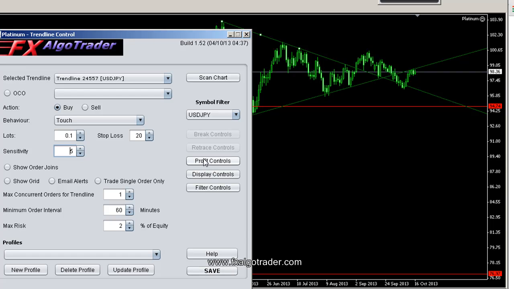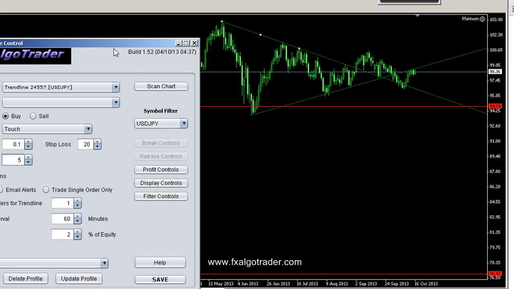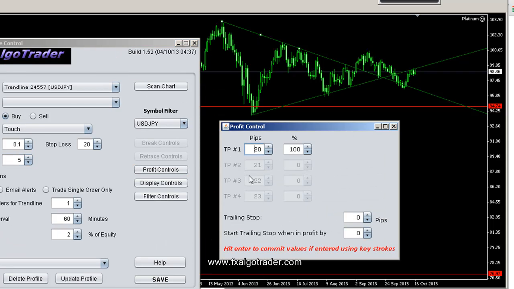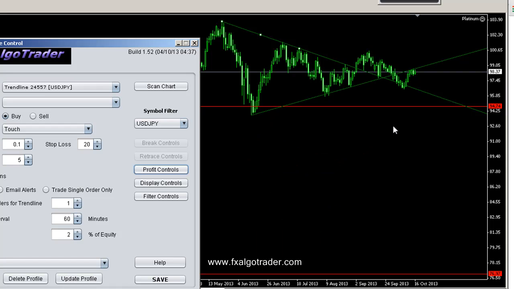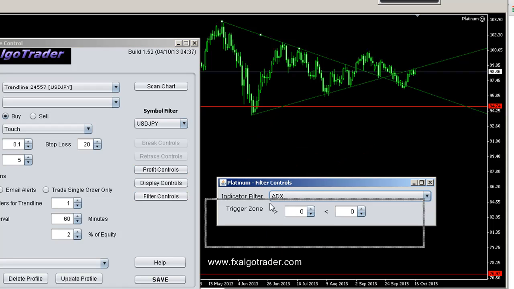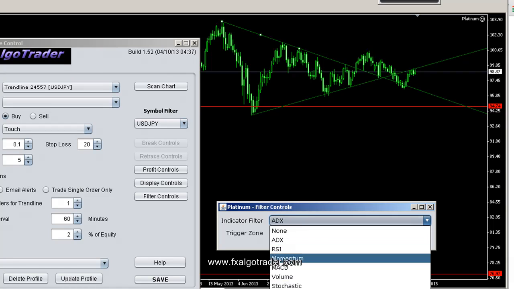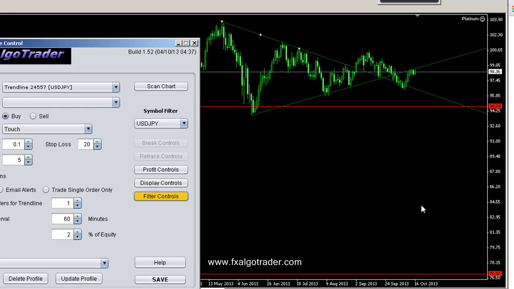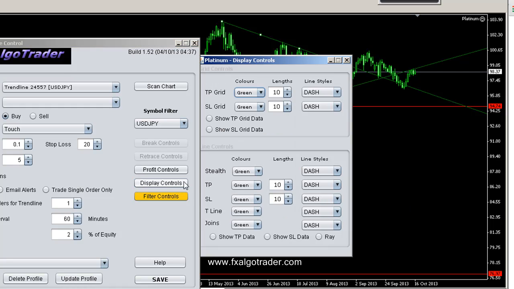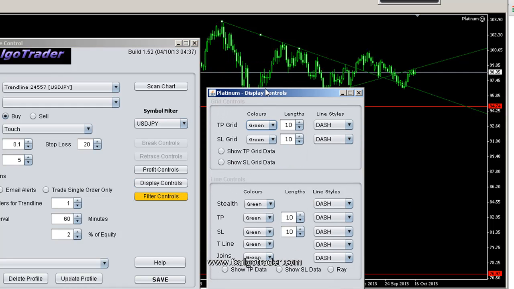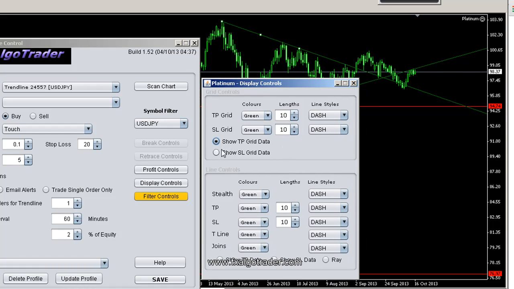I can also do all kinds of other stuff with this interface, like set multiple take profit targets, so I can scale out using up to 4 take profit levels. I can trail my stop. I can define when my stop will start to be trailed, i.e. how many pips in profit we want to be. I can define filters, so I can enter the trade based upon oscillator levels. I can define how my trendline data is displayed on the chart easily.